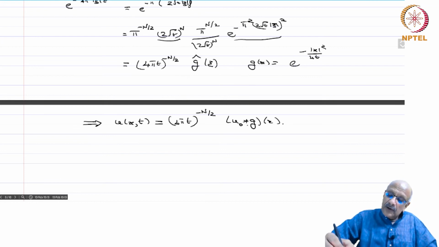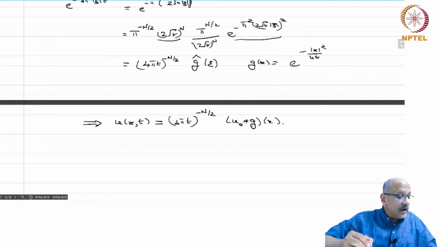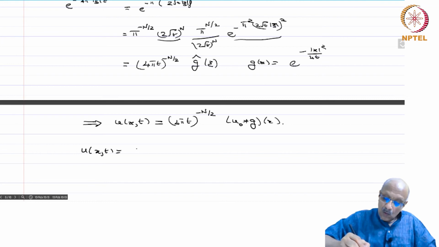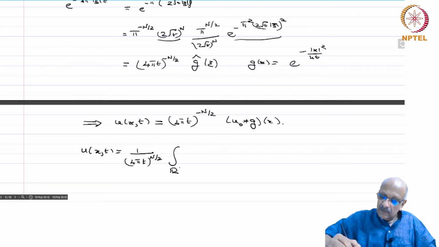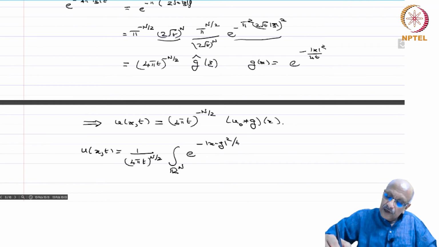Now u0 and g are both in S of Rn, and therefore both of them are in L1, so the convolution is well defined, and you can explicitly write u of x t equal to 1 by 4 pi t to the n by 2. This is a very familiar formula you might have already seen when studying PDE somewhere else. So e power minus mod x minus y whole square by 4t into u0 of y dy, and this is true for t greater than 0.